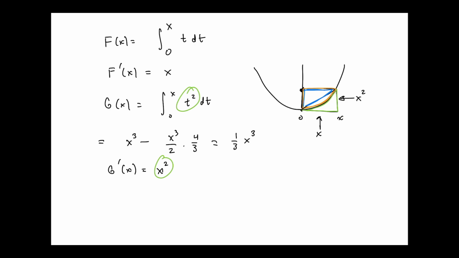Now in the second one, we went ahead and did figure out the formula for G, and what do we get? 1/3 x cubed. What's its derivative? X squared, which is exactly what we would have gotten if we had plugged x into the thing that's inside the integral. Hmm. This is interesting. What's the relationship between x squared and 1/3 x cubed?